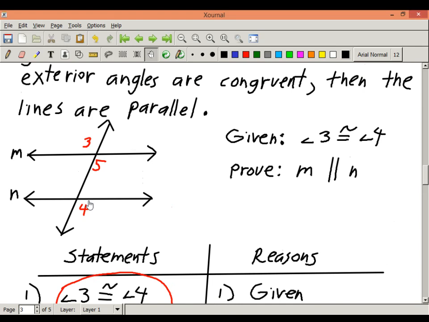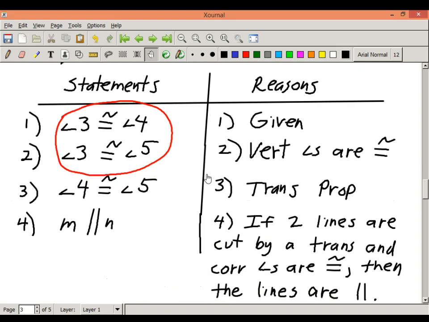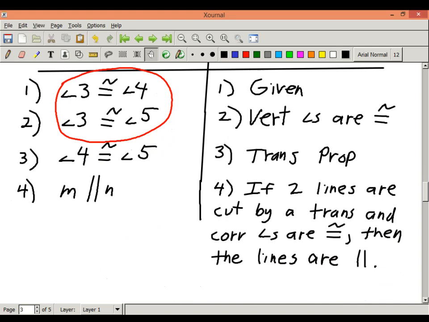Those are corresponding angles. So we now have shown that two lines are cut by a transversal. We've shown that corresponding angles are congruent. Our conclusion is the lines are parallel. So that's our last statement and our last reason.